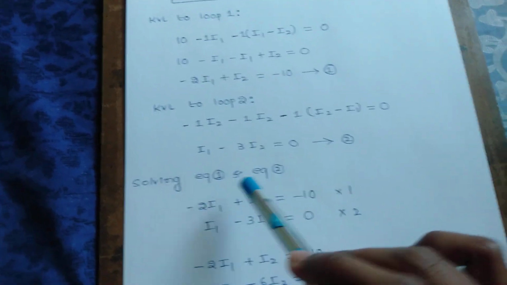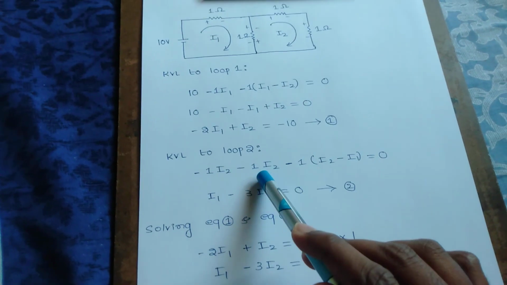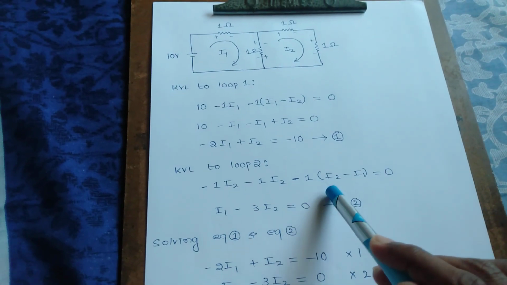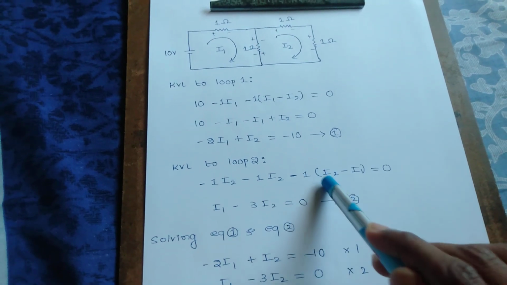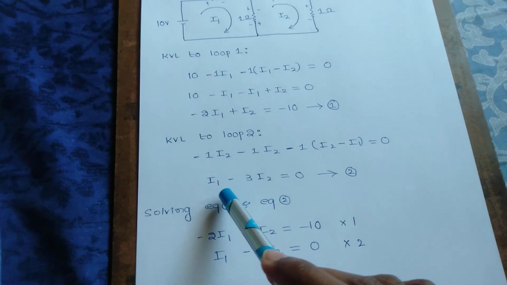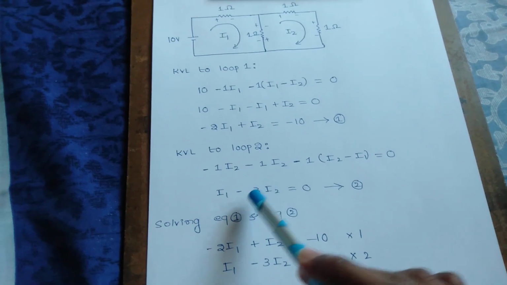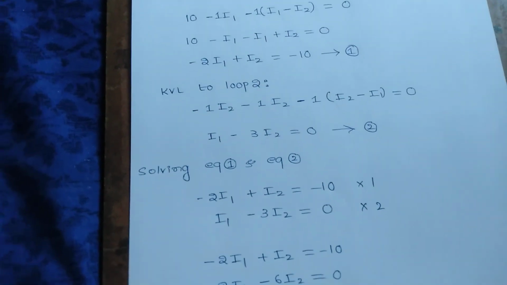So minus I2 minus I2 minus 1 times (I2 minus I1) is equal to 0. This is the KVL after applying KVL to loop 2. On simplification, I1 minus 3I2 is equal to 0. Now we have to solve these two equations.